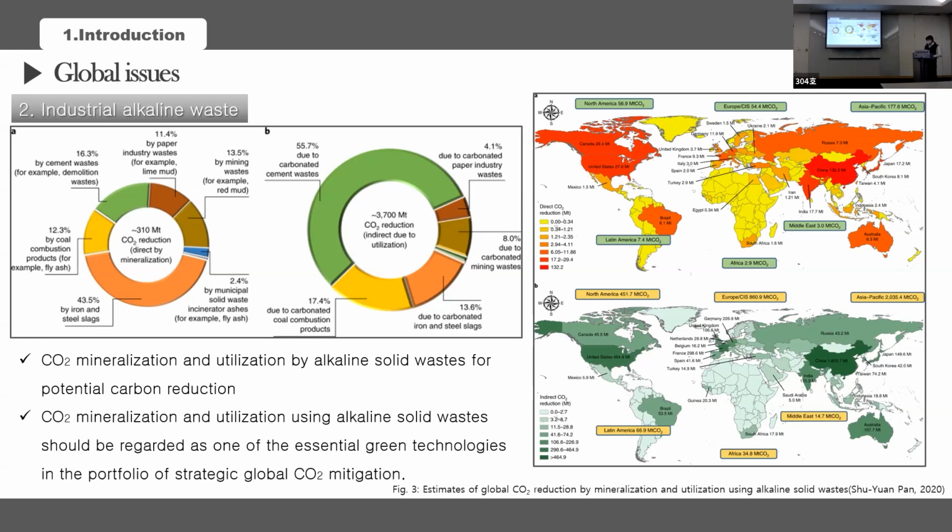한 네이처 논문에 따르면 연간 20억 톤의 알칼리성 산업 폐기물이 발생하고, 이러한 폐기물들은 연간 200만 톤의 이산화탄소를 저장할 수 있는 잠재력이 있다고 밝혔습니다. 그렇기 때문에 알칼리성 고체 폐기물을 이용한 이산화탄소 광물화 같은 기술들은 2050 탄소 중립 목표 달성에 있어 전략적으로 활용될 수 있는 녹색 기술로 주목받고 있습니다.